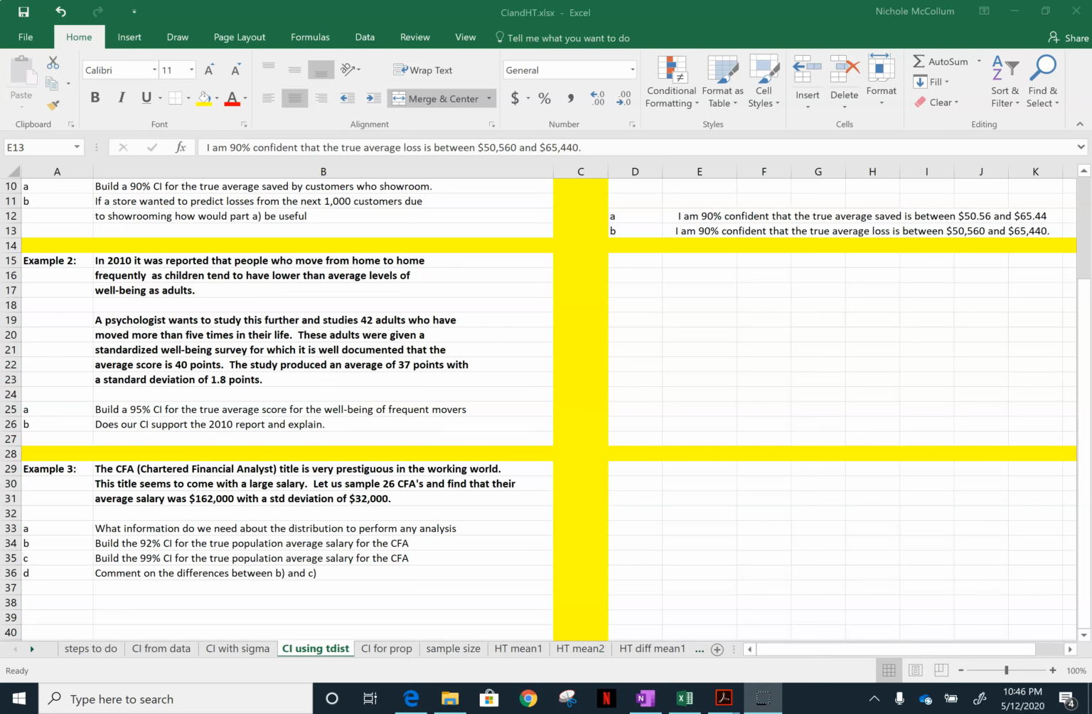In 2010, it was reported that people who move from home to home frequently as children tend to have lower than average levels of well-being as adults. So, a psychologist wants to study this further and studies 42 adults who have moved more than 5 times in their life. These adults were given a standardized well-being survey for which it was well documented that the average score is 40 points. The study produced an average of 37 points with a standard deviation of 1.8 points. Build a 95% confidence interval for the true average score for the well-being of frequent movers.